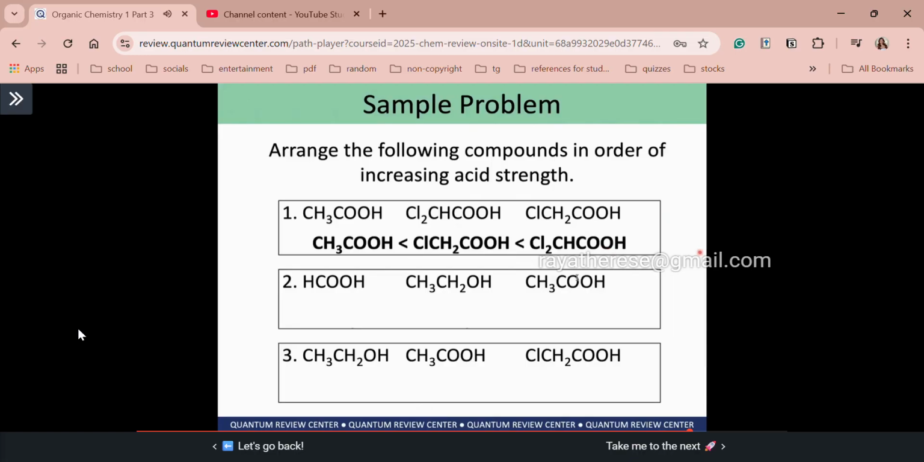Clear? Next sample, again, increasing acid strength: we have your formic acid, we have your ethanol, and we have your acetic acid. Sir, I think the weakest acid is your ethanol because it has no resonance stabilization, right? That's correct. In terms of resonance stabilization, ethanol lacks that stabilizing interaction. What's next? Between acetic acid and formic acid, which is relatively stronger? Again, class, after ethanol, we have acetic acid.